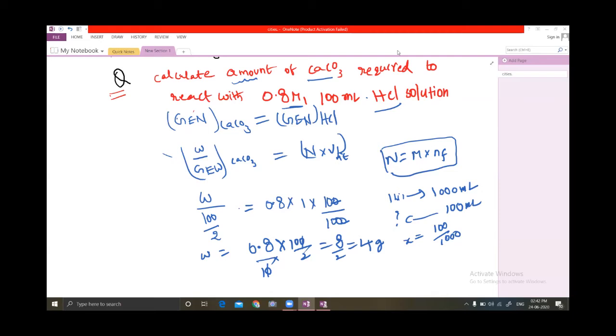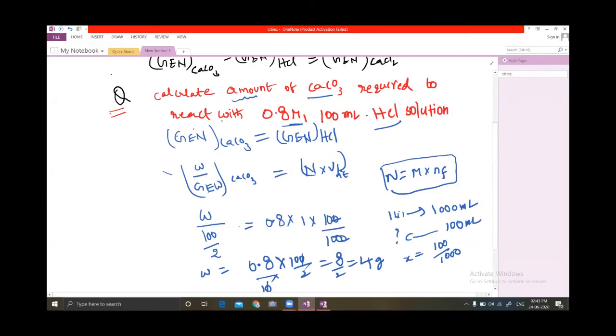Yes, I will try once more. Whatever is given in the reaction, see what the reacting parts are. Only carbonate reacts with HCl. Forget about what else is given. Just equate carbonate equivalents to HCl equivalents. What is the equivalence formula? Gn of carbonate equals Gn of HCl.